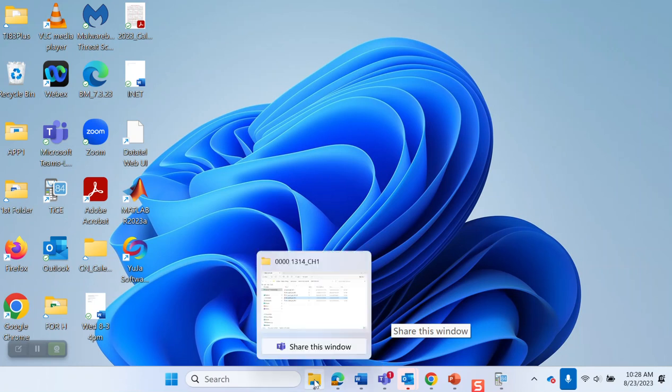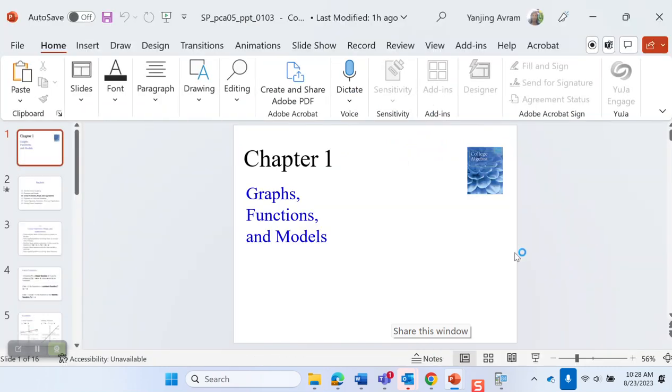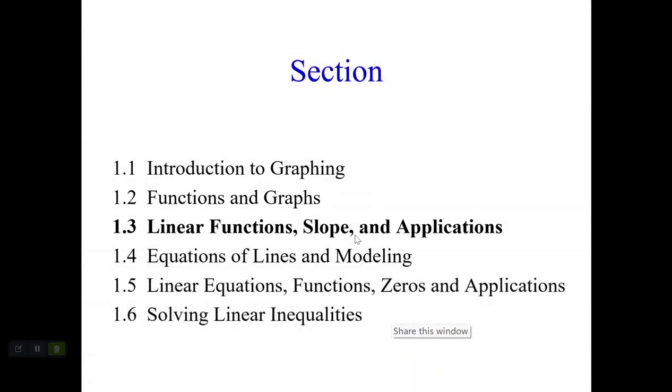All right, if not, we have a little bit of time left. We're going to go through 1.3. As you can see, we pick up the speed from now on. 1.3 is about linear functions, slope, and applications. We skip 1.4 and 1.6. So in chapter 1, we only have 1.1 to 1.3 and 1.5. 1.5 we will have next week. But this week you will have 3 sections already, and the homework will be due for these 3 sections.